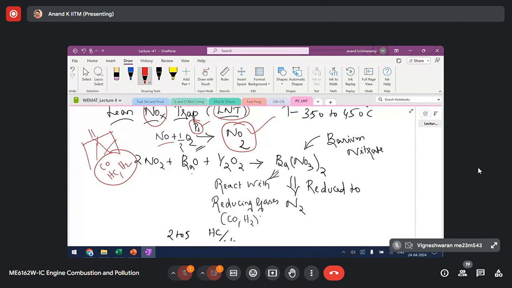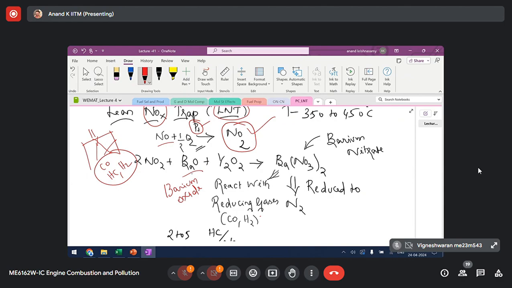This NO2 will go and get trapped in the LNT system. That's why it is called lean NOx trap. How it is trapped: this NO2 will react with something called BaO. BaO is barium oxide. It's called an alkaline earth metal. So in the same wash coat, you have platinum, and you also have this barium oxide.